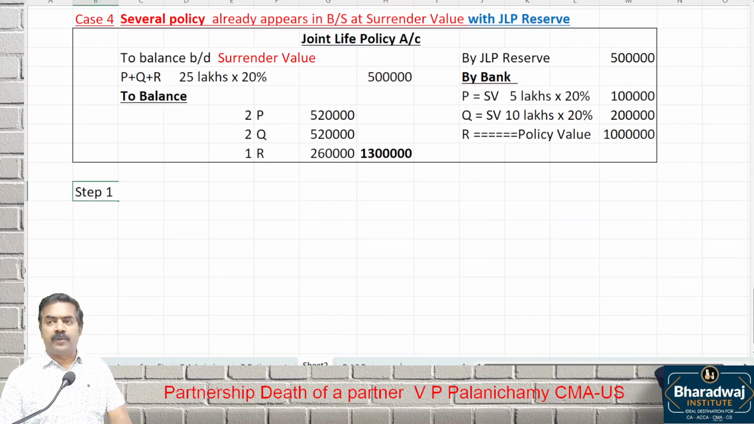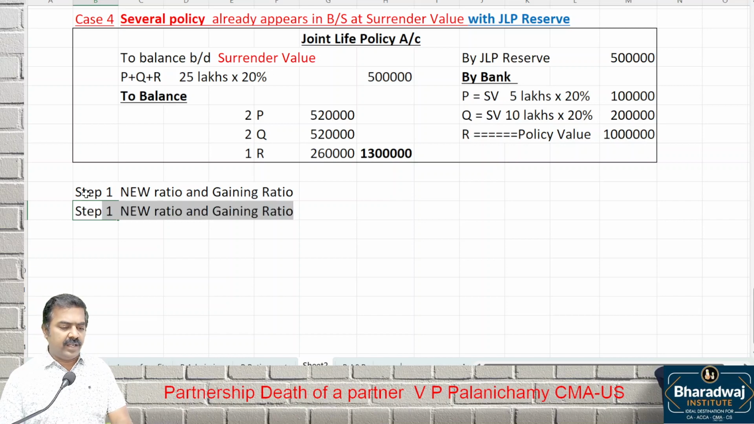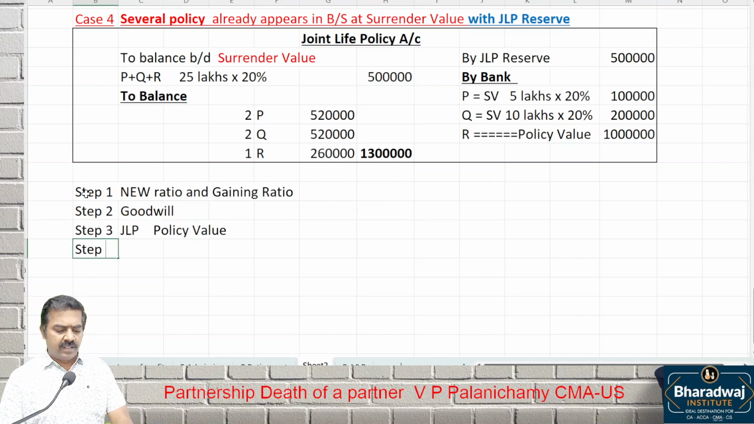So let us recollect. What is step 1? Work out new ratio and which ratio? Gaining ratio, same as retirement. Step 2, adjustment for which one? Goodwill. Raise the goodwill and write off or adjust through capital account, same as retirement. Step 3 we learned now. Treatment for which one? Joint life policy. Which value do we consider? Policy value for the deceased partner. Step 4, which account? Revaluation account, it is same as admission or retirement, record gains and losses. Step 5, what is the extra thing we learned? Profit share to which partner?